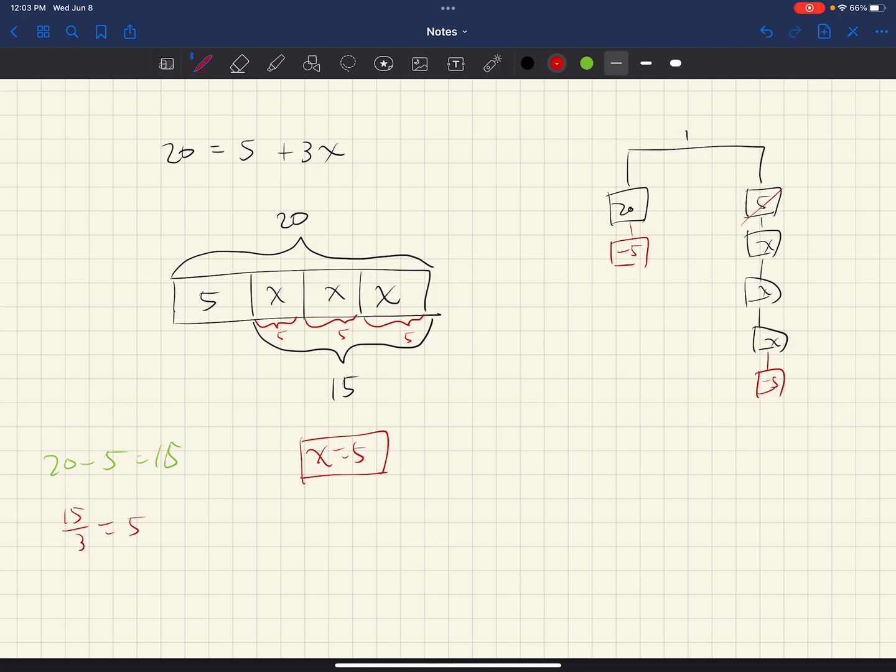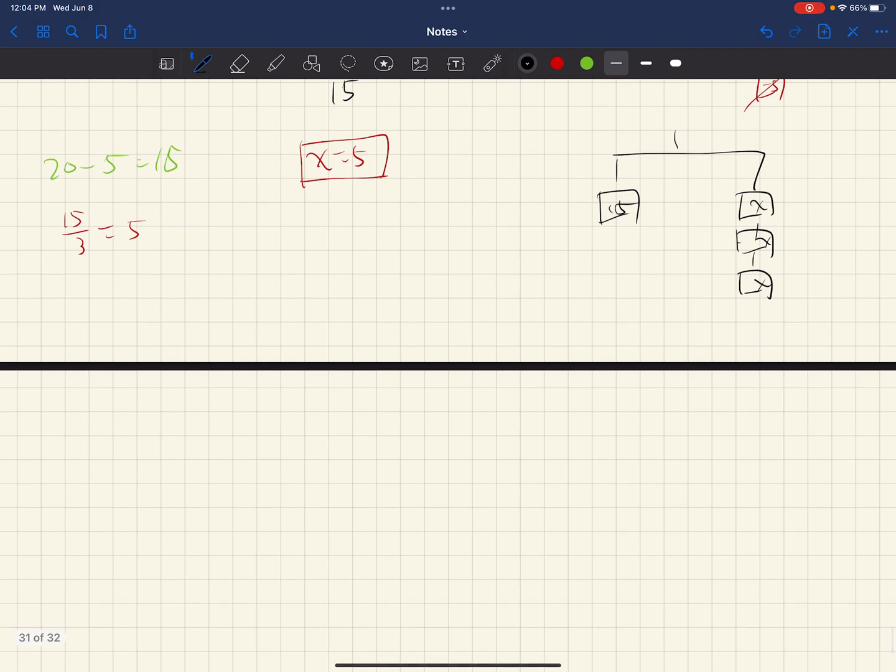And then what happens, this cancels out, and this 20 minus 5 becomes 15. So I have 15, and I have 3 x's. That's an x right there. So if I have 15 and 3 x's, I have to divide 15 into 3 different numbers. 15 divided by 3 is 5, 5, and 5. So if I divide 15 into 3 different pieces, that's what it becomes. Therefore, x is equal to 5.